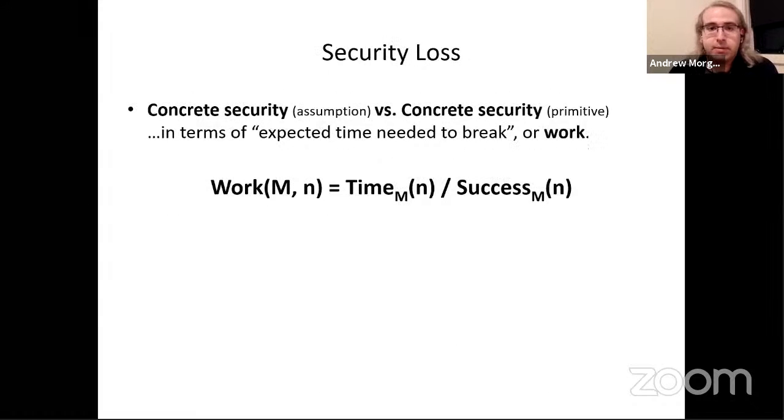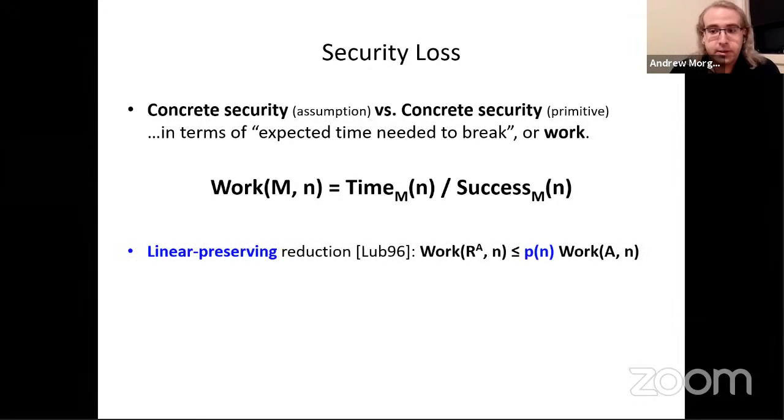We'd also like to look at the level of concrete security we get from a reduction from these primitives. This can be expressed in terms of the security loss, or the ratio between the expected time needed by the adversary to break the primitive and the reduction to break the assumption the primitive is built on. To guarantee good concrete security for the primitive from a certain level of security for the assumption, we would like the two to be relatively close, or say within a factor bounded by some fixed polynomial in the security parameter. We call such a reduction linear preserving.